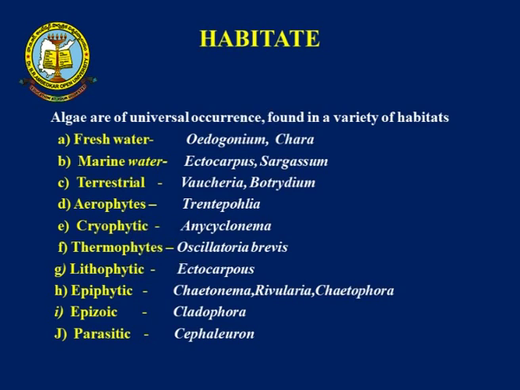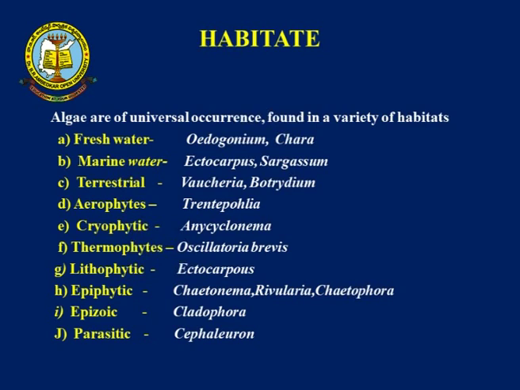Epi means upon, phytic means plants. They can develop on plant surfaces, for example Chaetonema and Rivularia. Mainly Rivularia appears on the angiospermic plant Scirpus, and Chaetophora grows on Nelumbo leaf. Next, epizoic. Epi means outside, zoic means animal, for example Cladophora. Cladophora grows on snail shells. And endozoic. Endo means inside the animal, for example Zoochlorella, which is observed in Hydra.